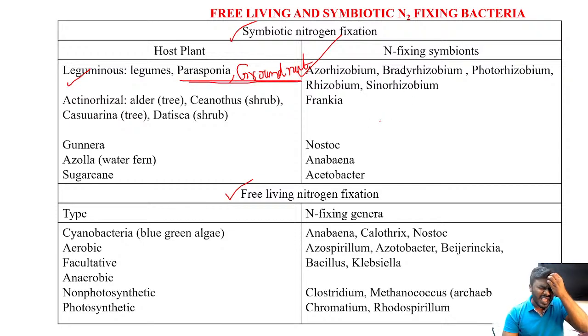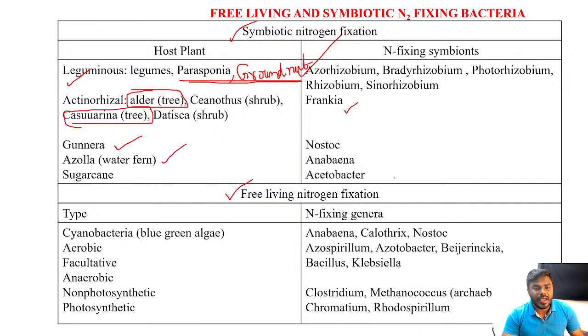Then there is a bacteria called Frankia. Please remember only this thing: Casuarina tree and alder tree. Just remember these two, enough. Then Nostoc living on the Gunnera plant. Anabaena living on the Azolla water fern. Acetobacter living on the sugarcane. Nothing to explain over there, my friends. You have to remember that.